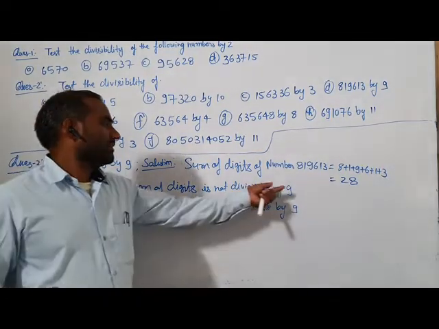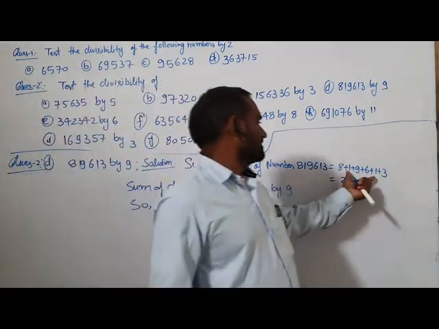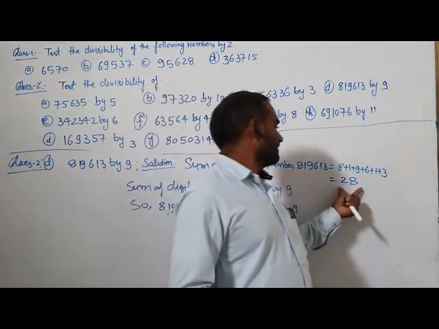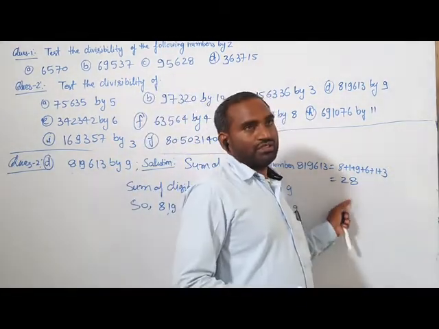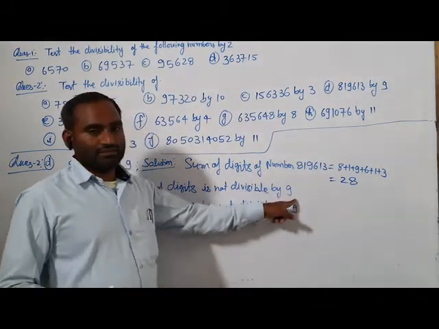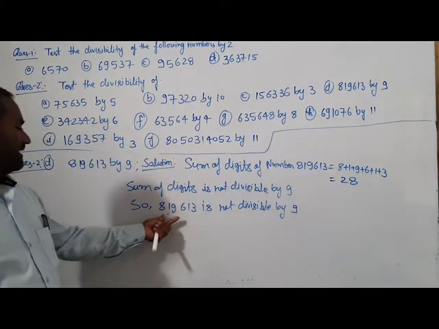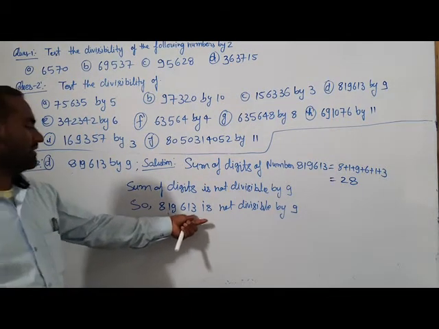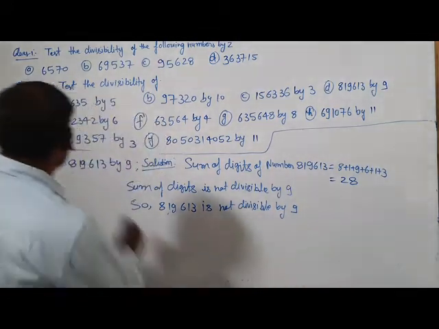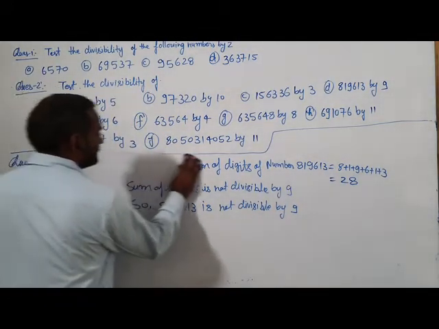Here we add the digits of the given number, but the sum of digits is 28, and 28 is not divisible by 9. So 8,19,613 is not divisible by 9. Now the next option.